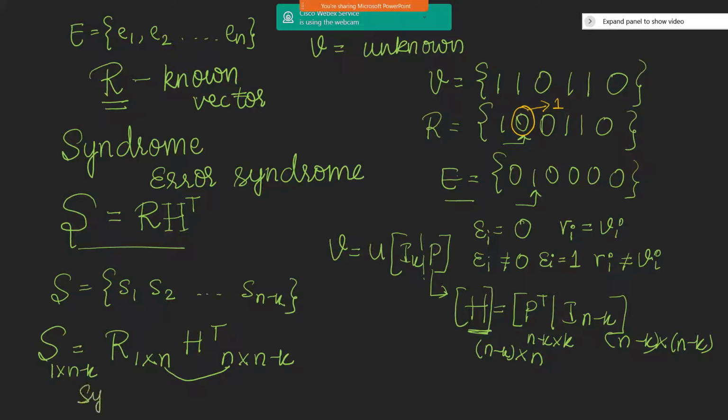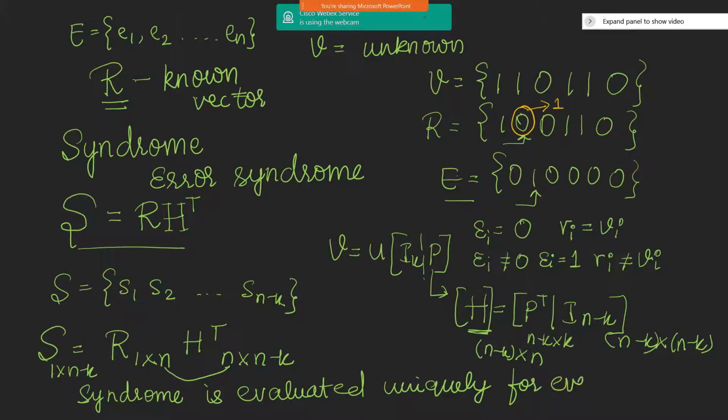So this syndrome is evaluated uniquely for every received vector R. Therefore, this is very specific to the received vector R. Whatever evaluations we do, the syndrome is evaluated with respect to the received vector R as well as the transpose of the parity check matrix H.